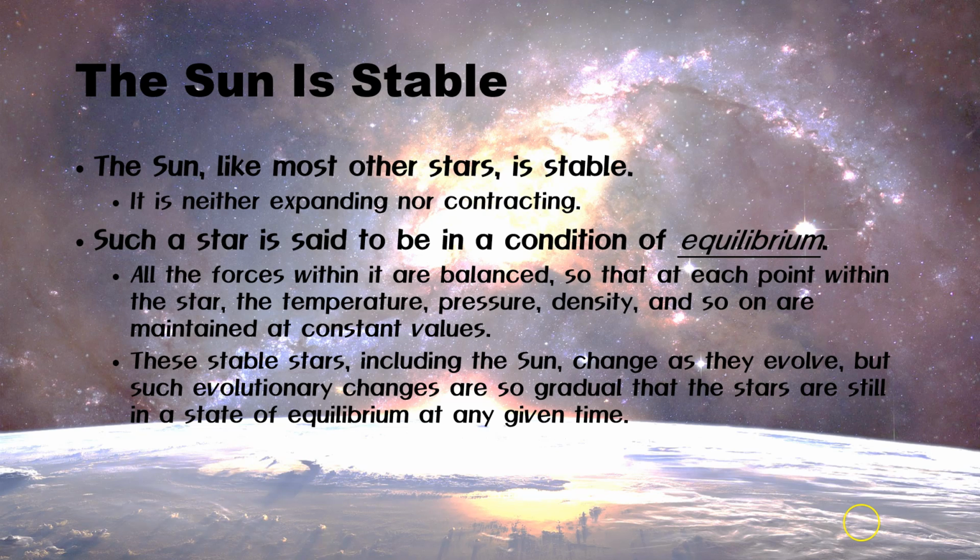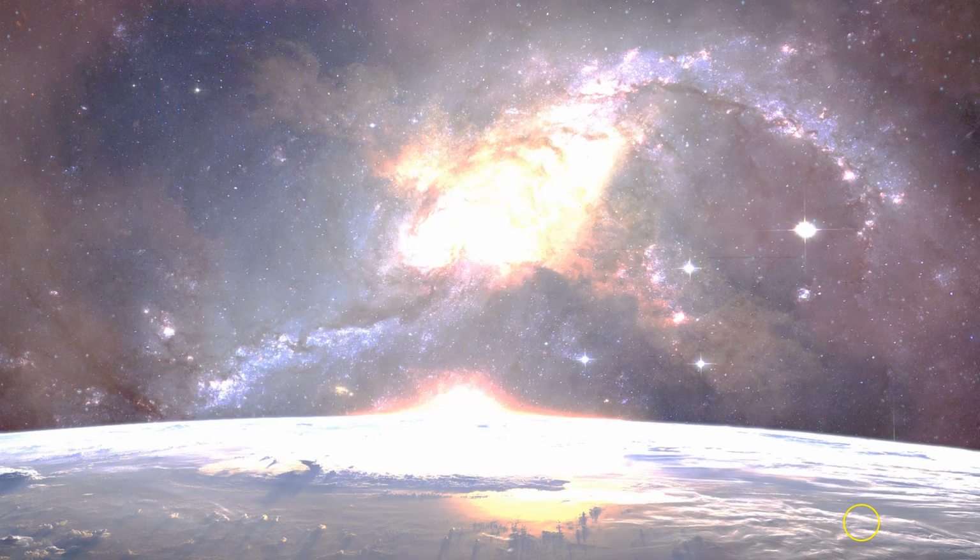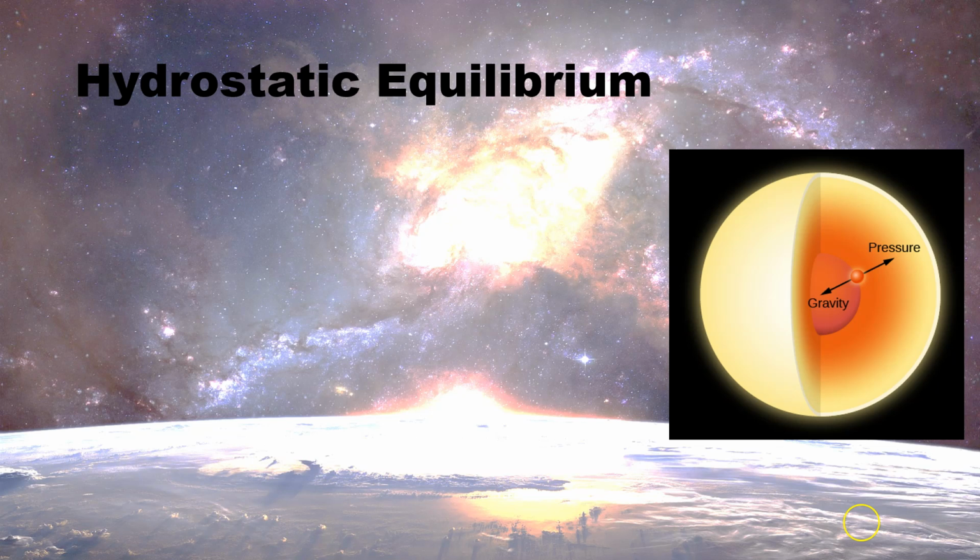Now, these stable stars, including our very own sun, do change as they evolve over their life, but such evolutionary changes are so gradual that the stars are still in a state of equilibrium at any given time. And so, what does that mean?